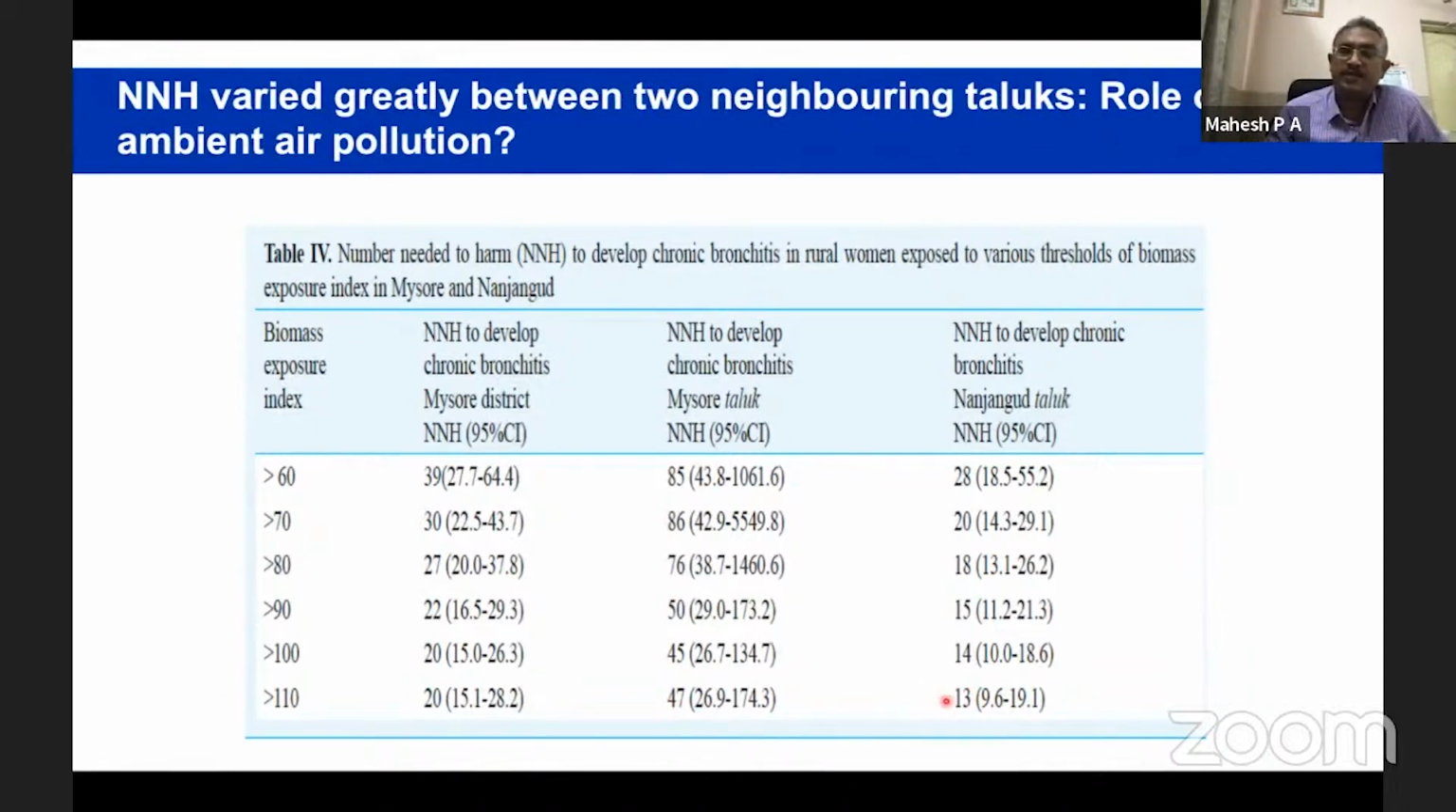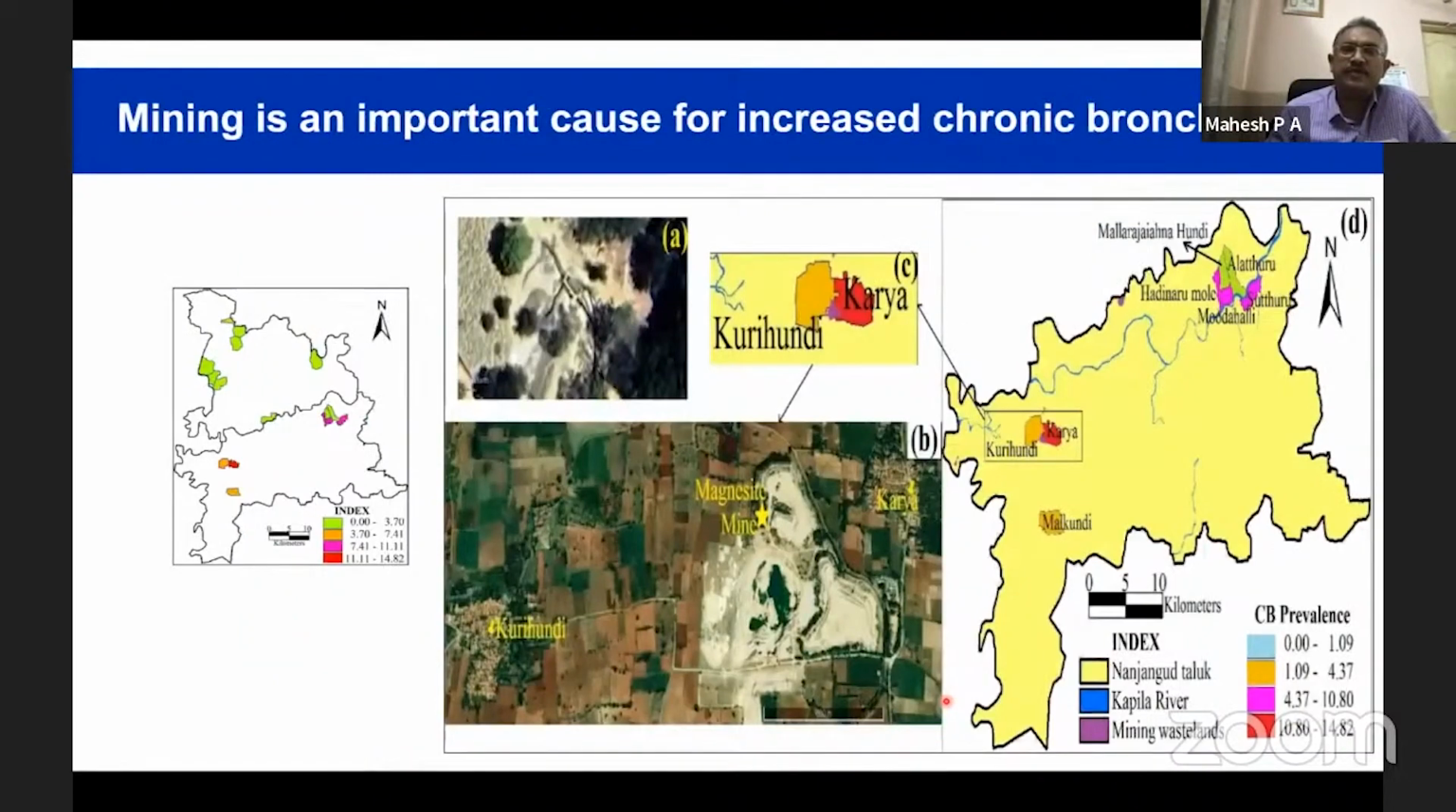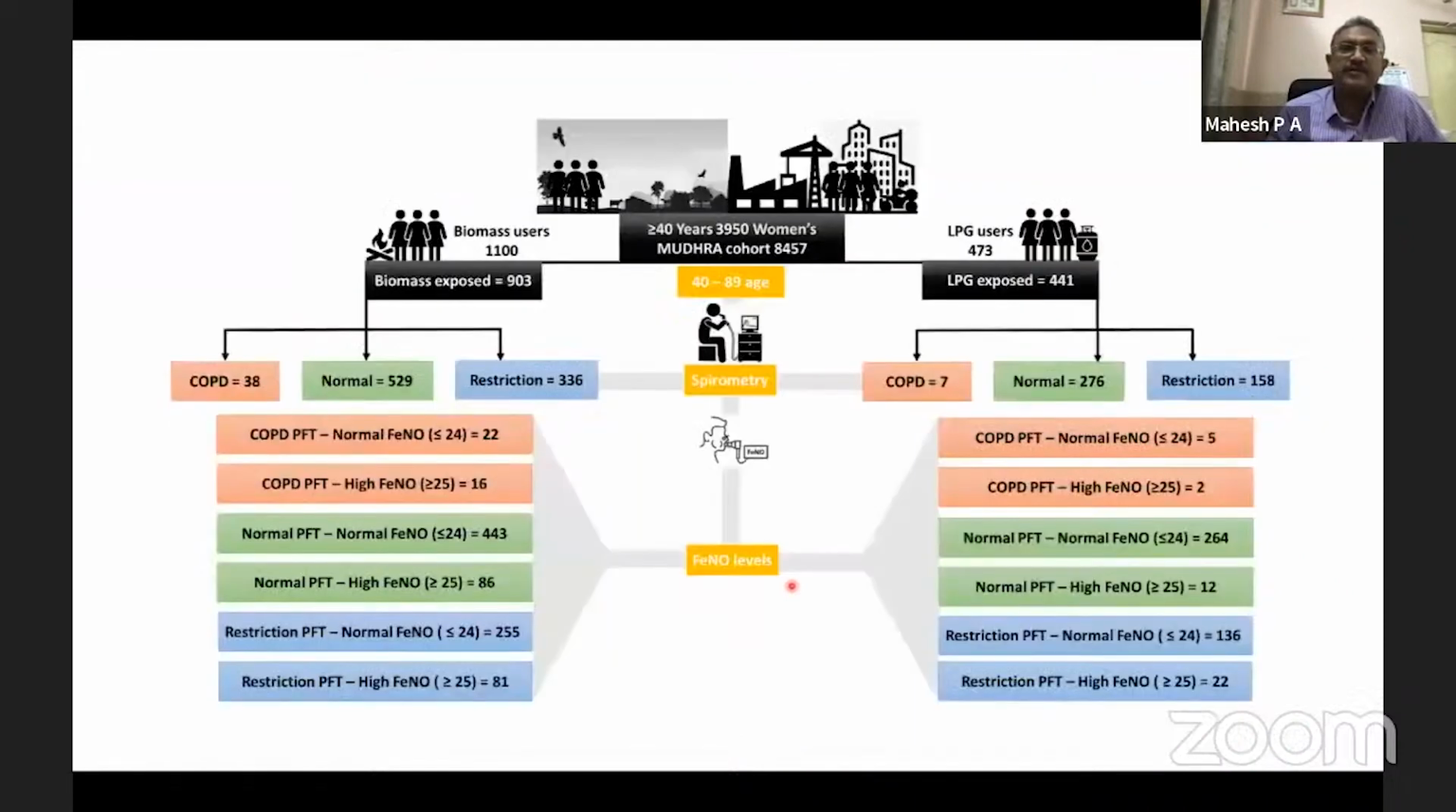And Nanjangud has a lot of industries. One of our PhD students went through all the villages in Nanjangud and found that it is a very high mining area, magnesite, bauxite. And these directly come to these villages. They monitored all the wind flow and found that definitely the village in Nanjangud which had the highest prevalence of chronic bronchitis and COPD is just next to the mining area. For the last 40 years, they have been mining in that area. And that is probably the main reason.